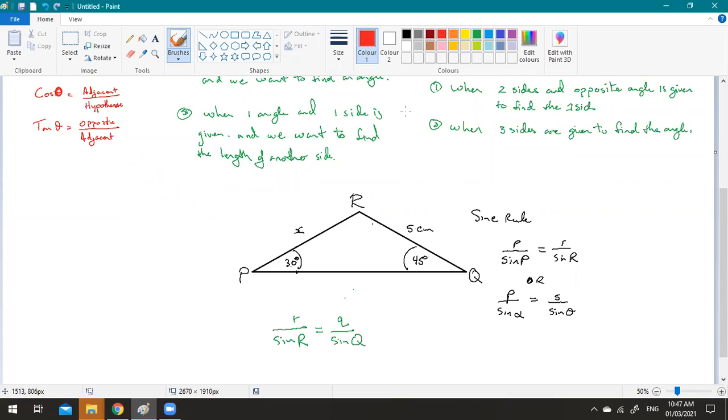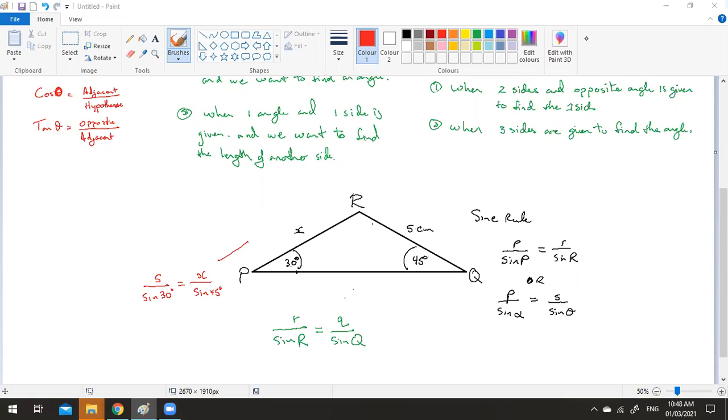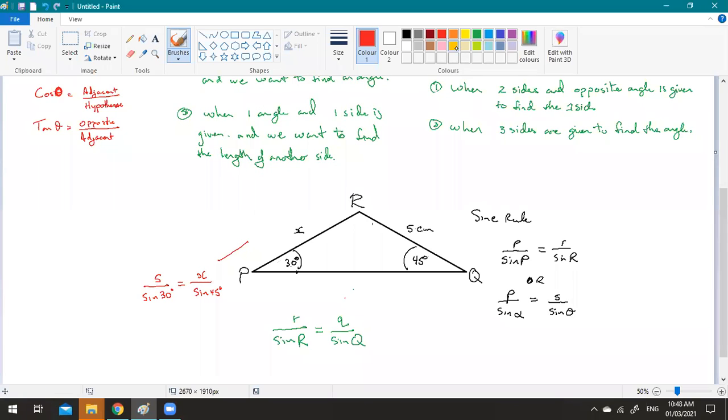Five over sine 30 is equal to x over sine 45. And that'll be correct, right? Anybody know how to solve this? Just cross multiply. All right, what do you mean by cross multiply?